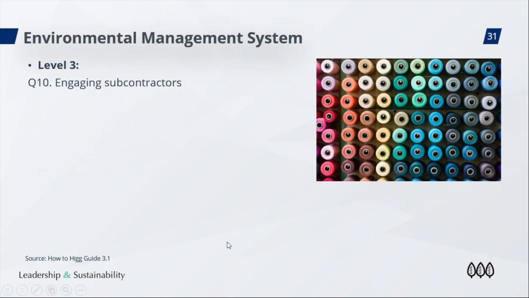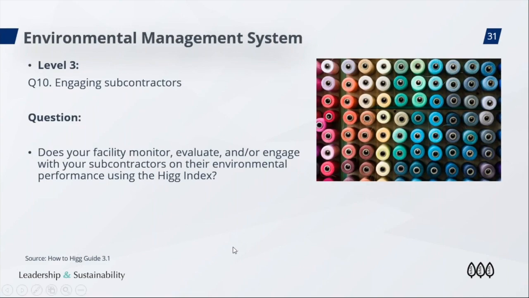All right, and then next question, number 10. Does your facility monitor, evaluate, and/or engage with your subcontractors on their environmental performance using the Higg index? The environmental footprint of the products you produce includes your subcontractors' impacts. Through the Higg index, you communicate that your environmental impact matters to your business with subcontractors. By that, you can work with them to evaluate their own performance and search for improvements. So that's why we have question 10.